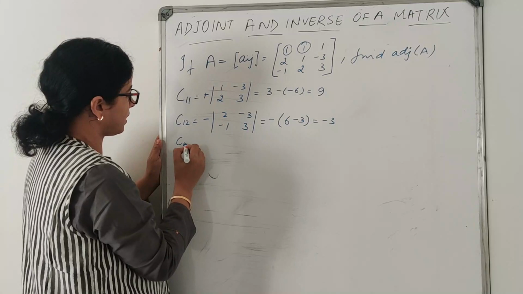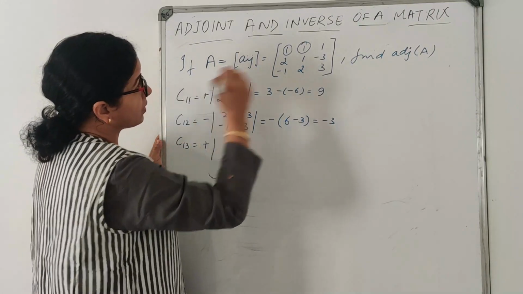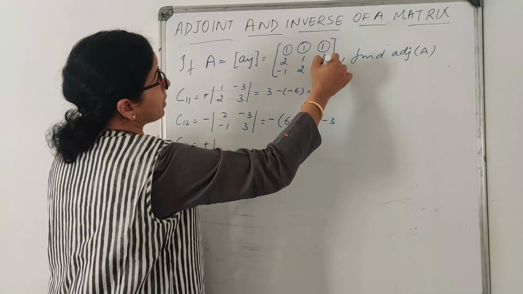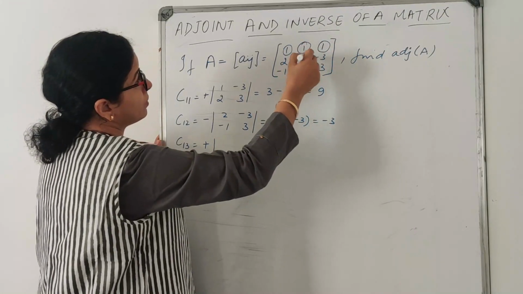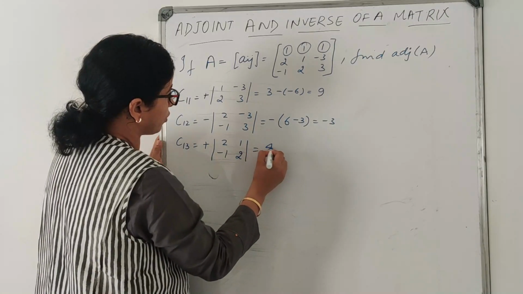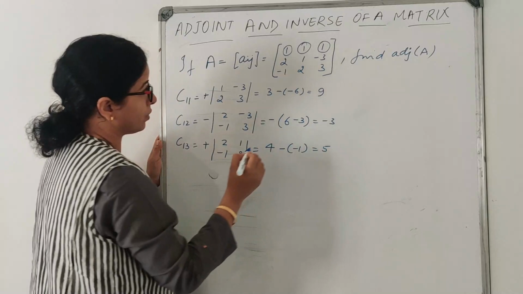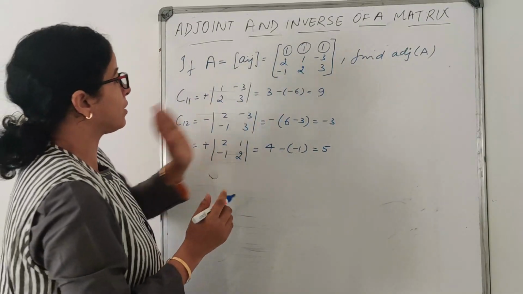Now C13 is again plus. Leave the corresponding row and column, and this matrix remains: 2, minus 1, 1, 2, which is equal to 4 minus of minus 1, equals 5. Similarly, we can find the cofactors of the others.